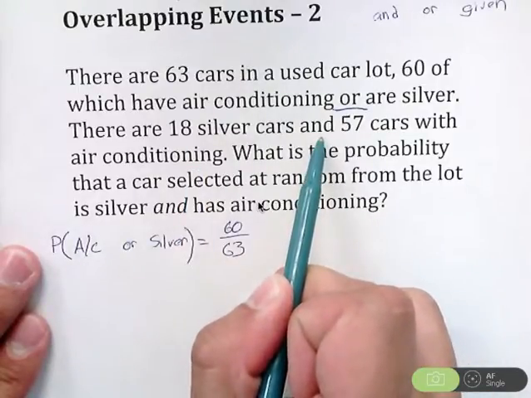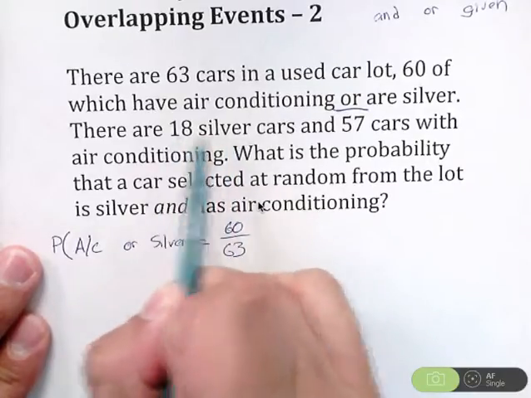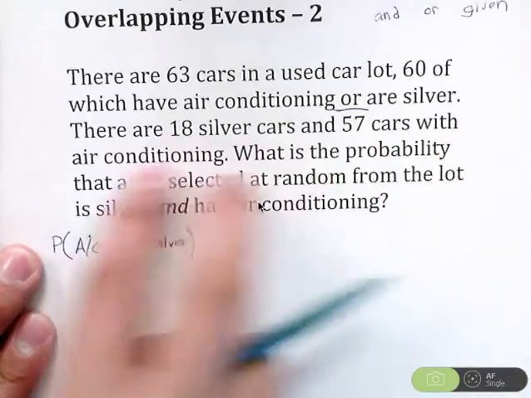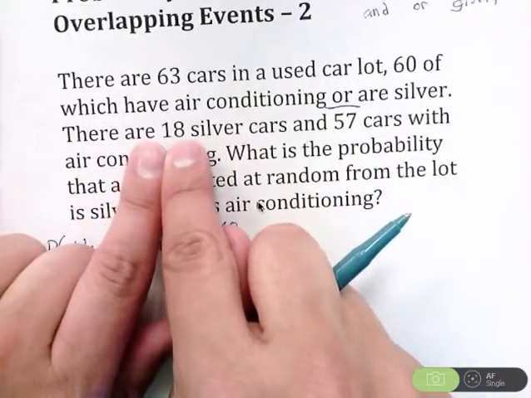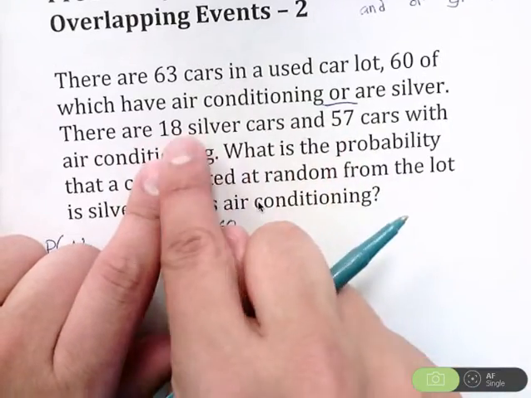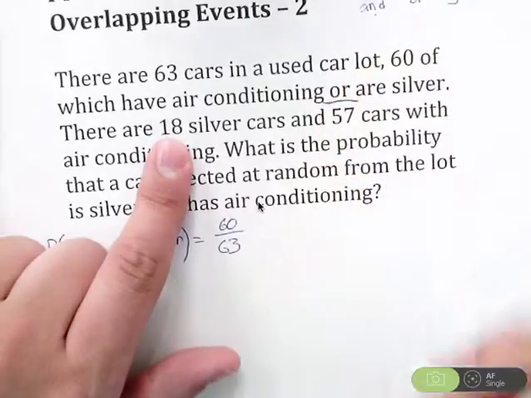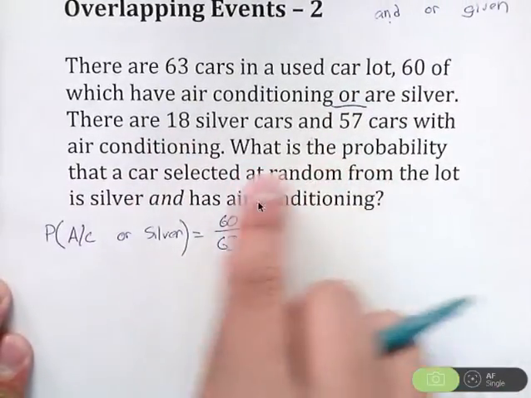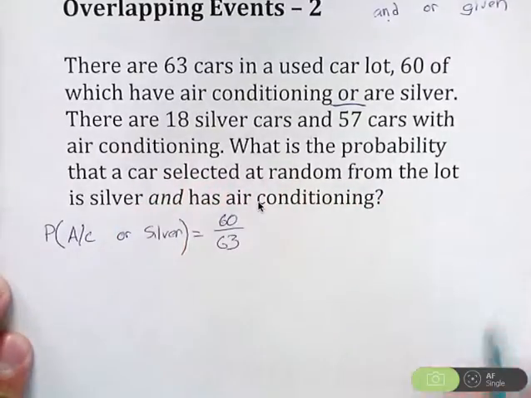So it might not be quite clear. There is an and there, but here's the deal. Notice how these are separate pieces of information: 18 silver cars, and 57 cars with air conditioning. If it said there's 18 cars that are silver and air conditioning, that'd be different. But notice how there are two numbers there. This and is not the same and we're looking for up there. They're separate. If you continue reading, it says, what is the probability that a car selected at random from the lot is silver and has air conditioning?